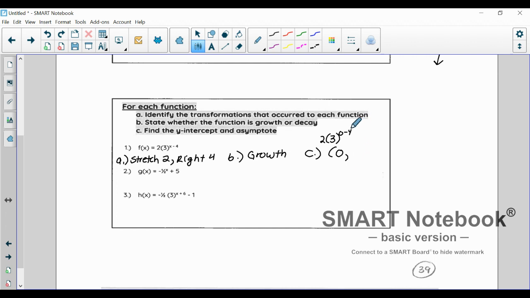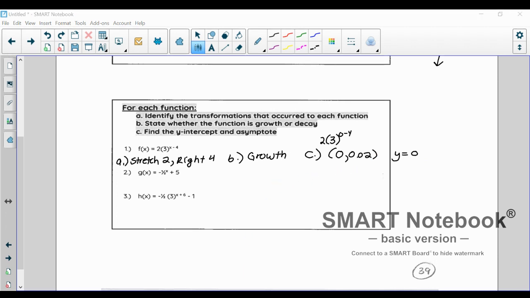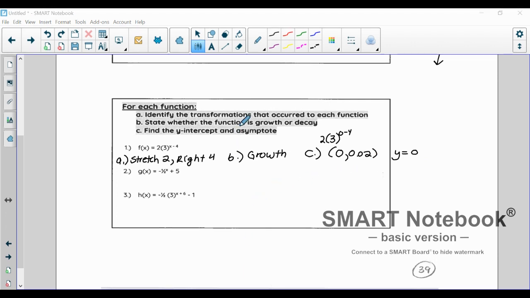A lot of times with exponentials, we end up using our calculator. So if I do 2 times 3 to the -4 in my calculator, I get 0.02. That's our y-intercept. And then our asymptote is just y equals 0 because this graph was not shifted up or down.